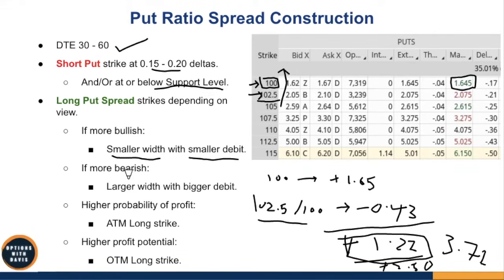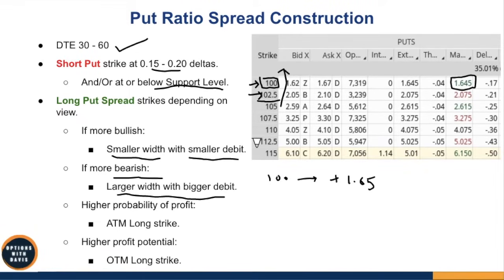Now, what if you are more bearish? If you're more bearish, then you want to create a larger width with a bigger debit on your long put spread. Let me just remove all this. Same thing down here: we have the 100 strike price for our short put, so we're going to receive $1.65. Now, let's see how big of a put spread we can create that costs slightly lesser than $1.65 or roughly equal, because at the end of the day we want to route this for small credit or even break even. We definitely do not want to pay a debit for this.